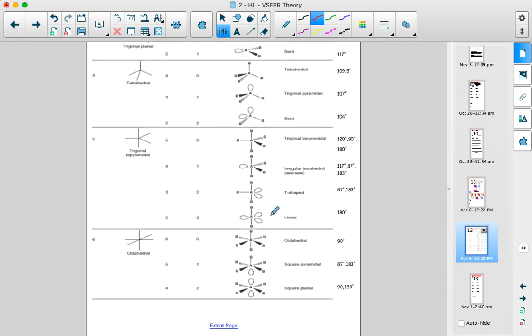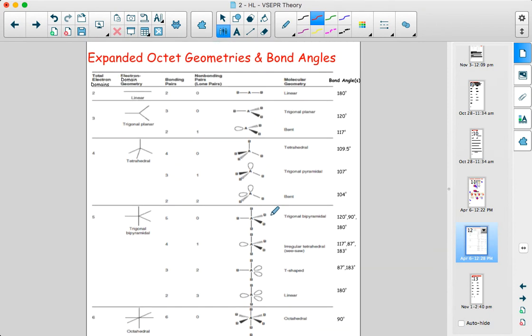So there's a summary table here, and we'll print it out, and we'll spend lots of time trying to remember all of these names in class.